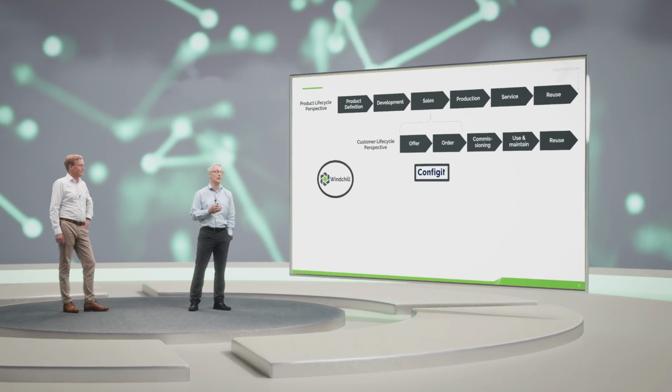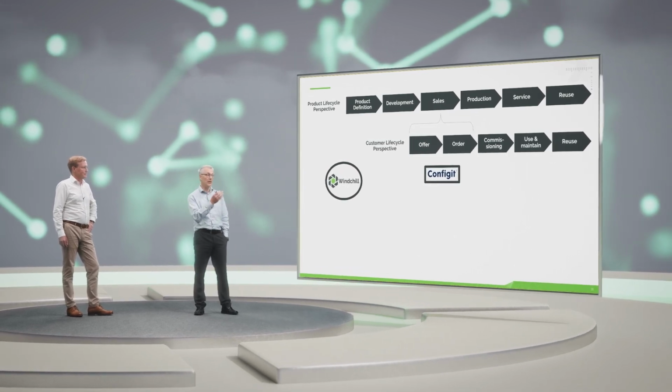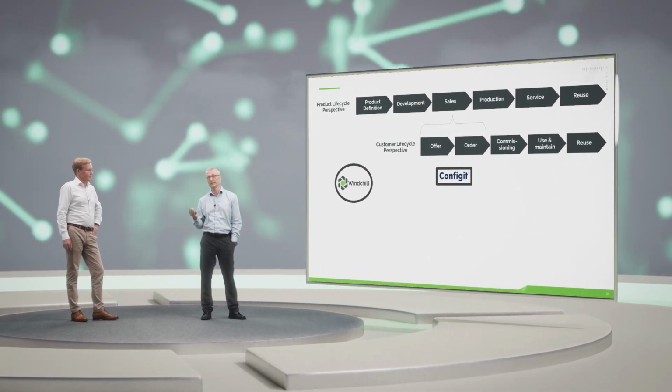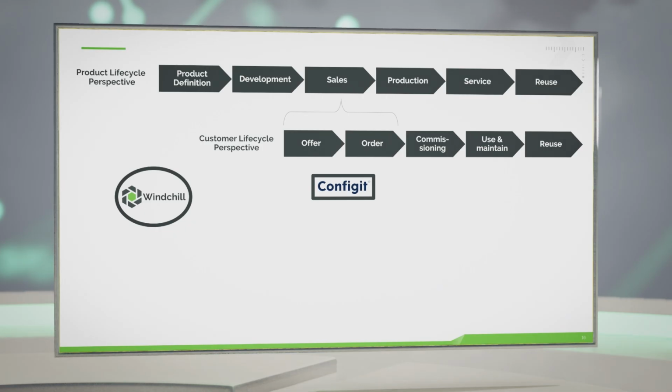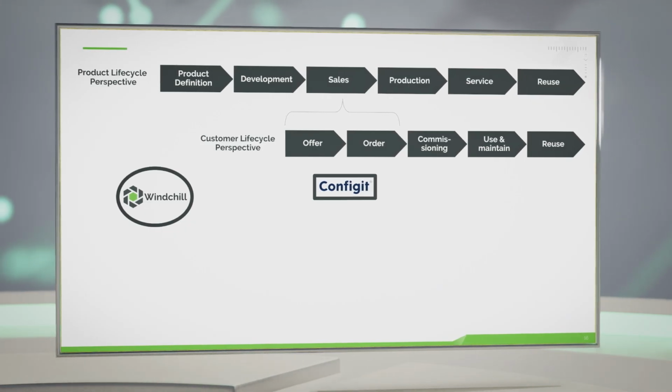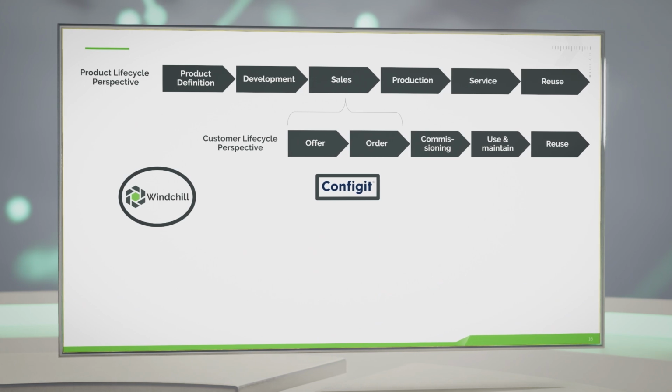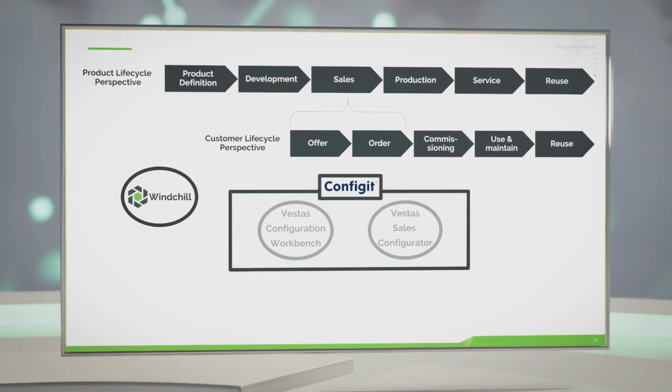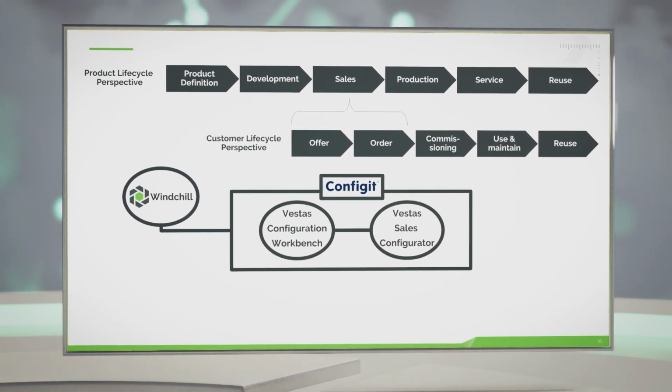So before we go into details, and there will be details here, let's start with an overview. Vestas, they use PTC Windchill in order to do all the engineering. So this is where the engineers go in, do the design, and do the implementation of all their products. They also have a CLM system. This is built using Configit.